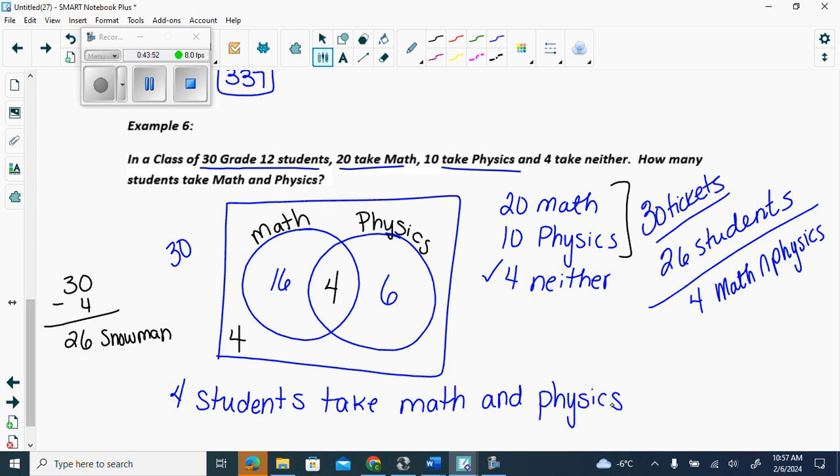We agree? The other question that they say: if they ask how many took math and physics, it's kind of a giveaway that you need to find math and physics right away. Sometimes they'll make it a little harder by not asking directly for math and physics. They'll ask for how many took physics only, or how many took math only. And you can't find them unless you find the and, right? Because you can't actually find the singles until you find the and. So if they ask how many took physics only, you'd say 6. How many took math only, you'd say 16. Right? Okay.